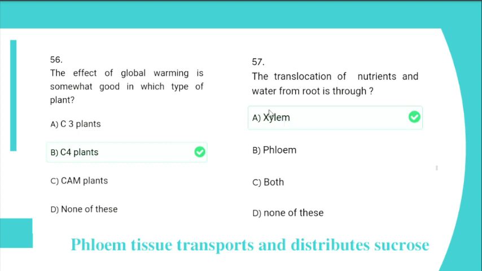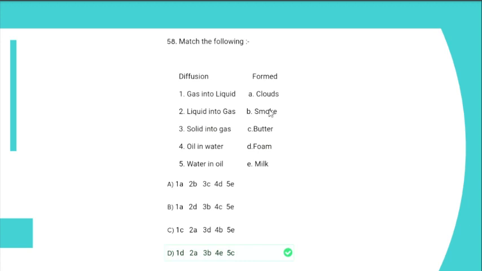Next question, match the following: diffusion and formed. First option is gas to liquid. So gas to liquid formed foam, liquid to gas form clouds, solid in gas becomes smoke, oil in water becomes milk, water in oil becomes butter. So here option number D will be correct.